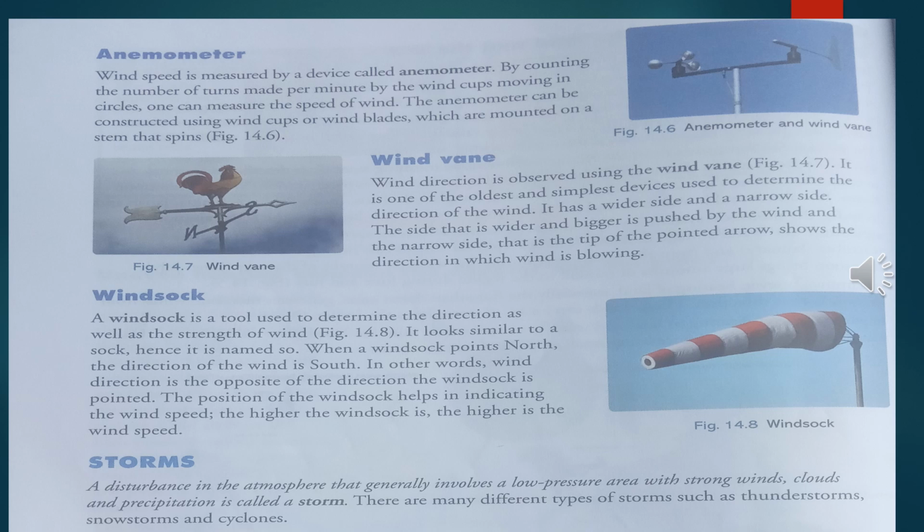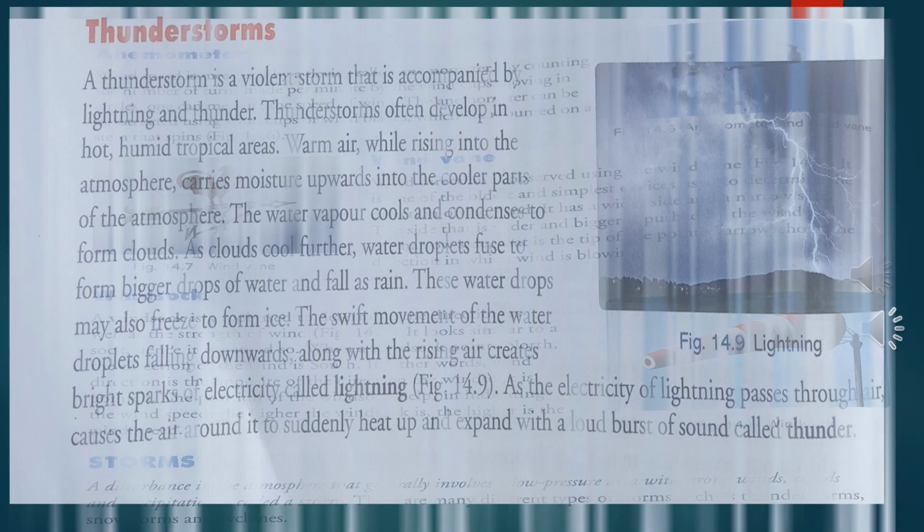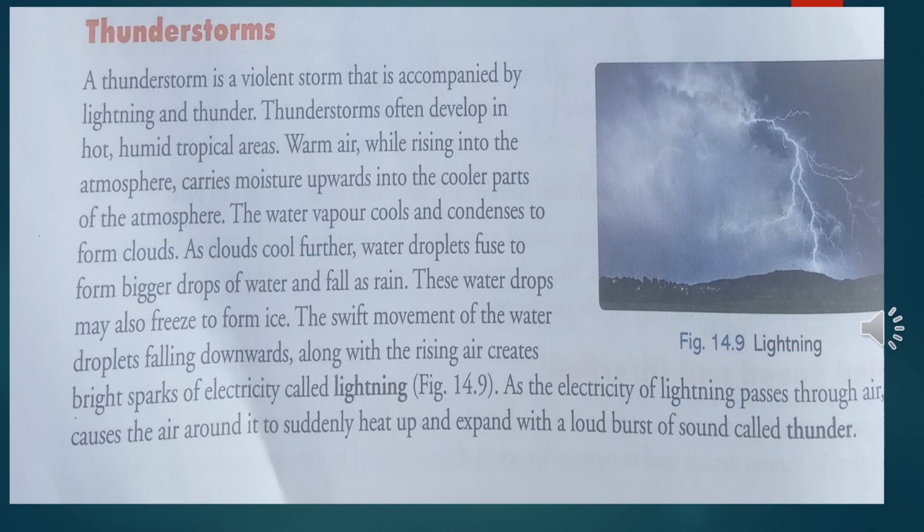Now let's discuss the storm. A disturbance in the atmosphere that generally involves a low pressure area with strong winds, clouds and precipitation is called a storm. There are many different types of storm such as thunderstorm, snowstorm and cyclones. Let's discuss thunderstorm.